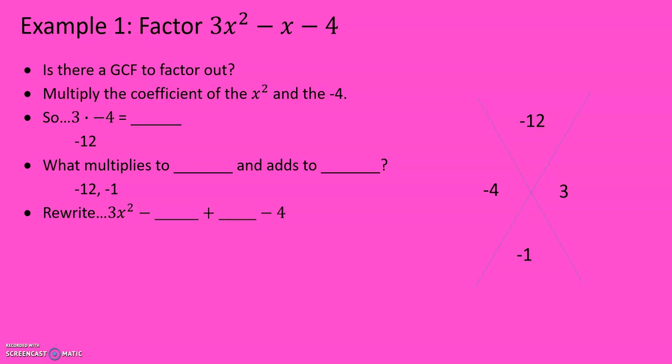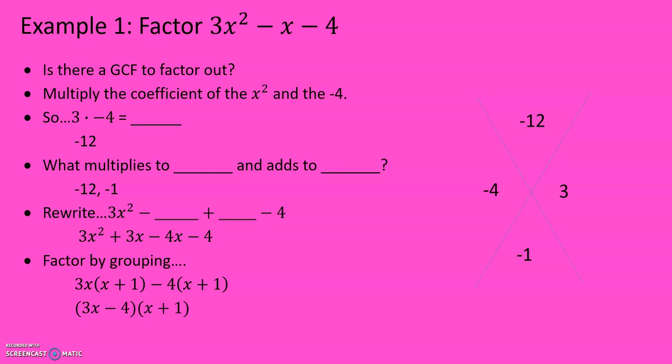We're going to rewrite 3x squared minus 4x plus 3x minus 4. You're going to have to watch the order of the way you write your middle terms. You can see that 3x minus 4x is minus 1x, which is what we started with. But now we have 4 terms, and when we have 4 terms, we try to factor by grouping. 3x times x plus 1 minus 4 times x plus 1. Watching your signs. Both terms now have a factor of x plus 1. 3x minus 4 times x plus 1.